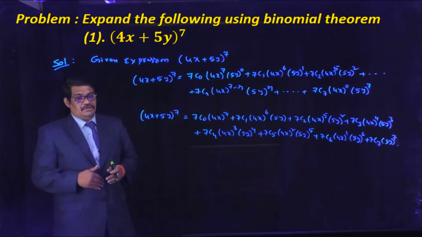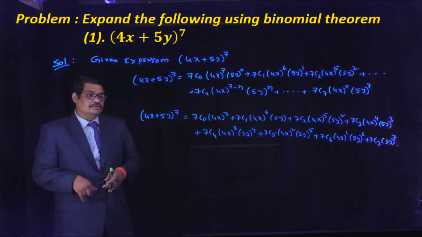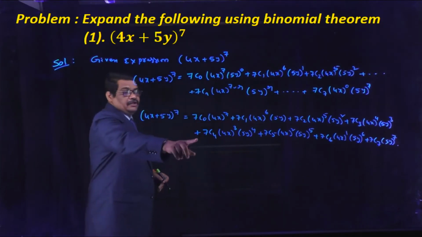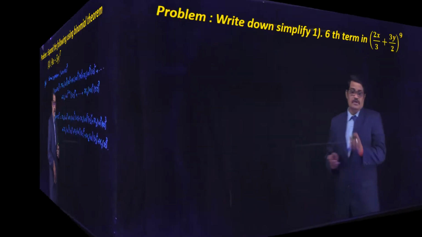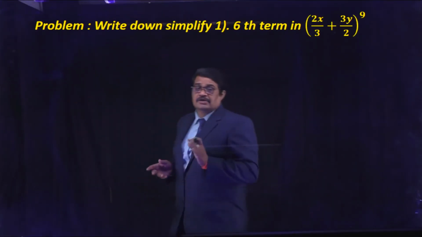We are using the binomial expansion. This is the expansion of the given expression (4x + 5y)^7. Okay, see another problem. Write down and simplify.